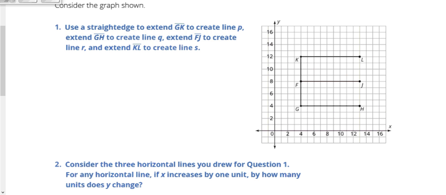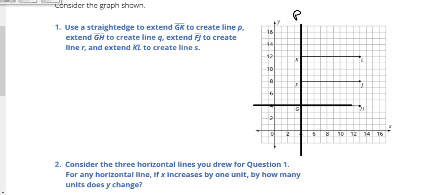Now let's keep it in this. Hopefully it'll, come on, there we go. So we're going to extend GK, and luckily it is on a grid. Okay, and this is line P. Okay, and then we're going to extend, let's just extend GH.